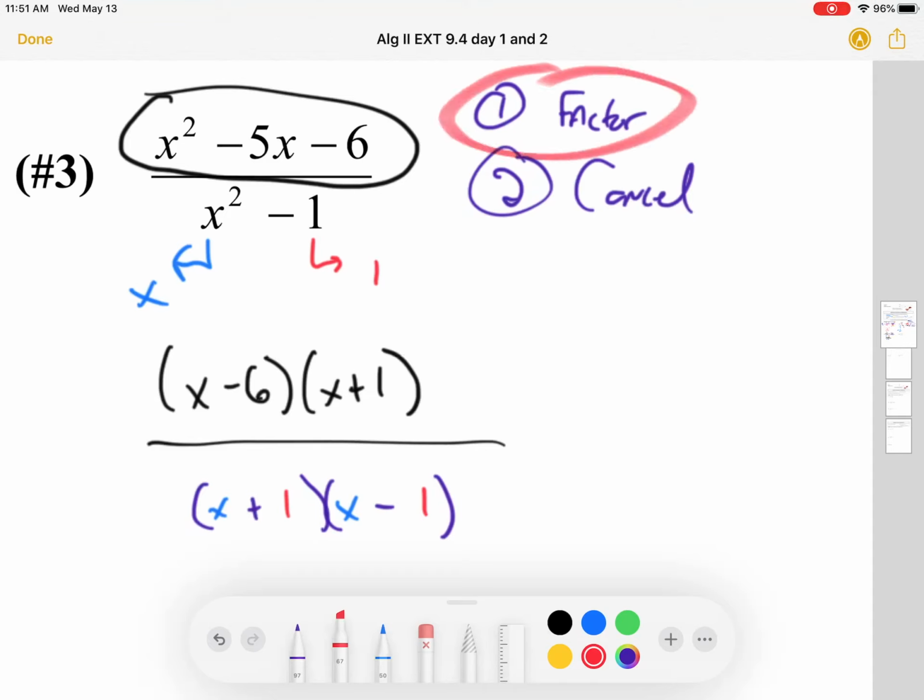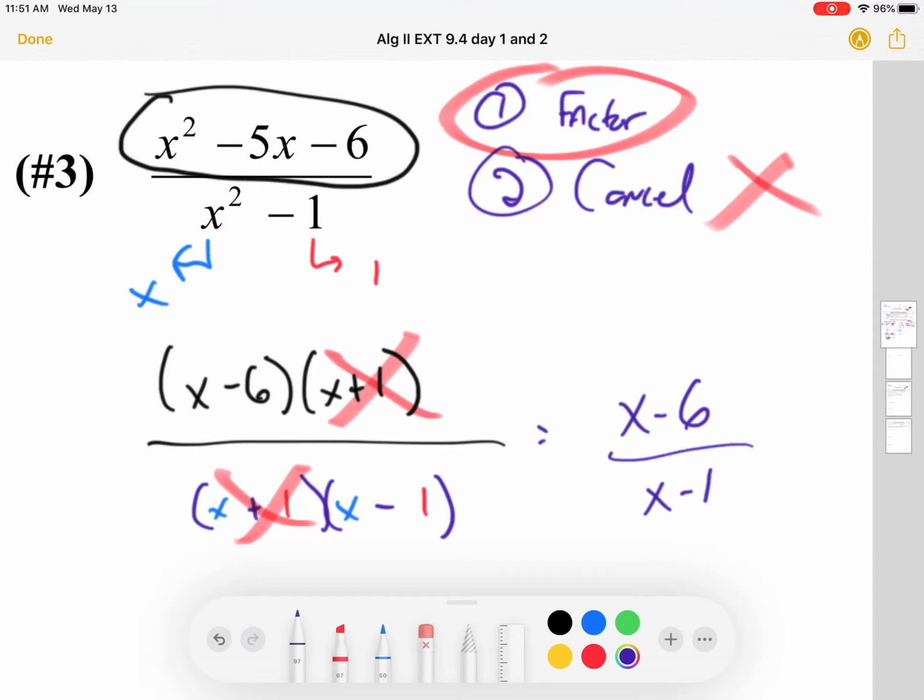Now we factored, we did this step. Now we're going to start canceling in step 2. So in other words, what looks the exact same on top and bottom? This and this. They cancel out. We're left with x minus 6 over x minus 1. Now you can write it like this, or you can group them with parentheses. Either way is correct. It's probably neater if you write it like this, but no big deal either way.